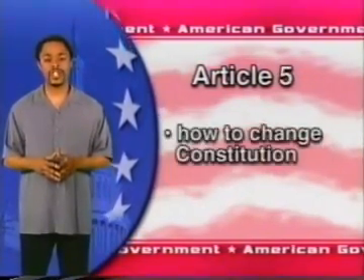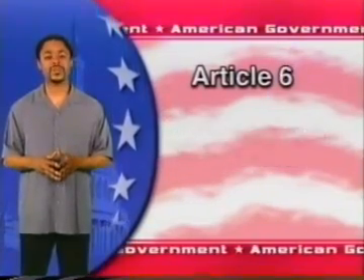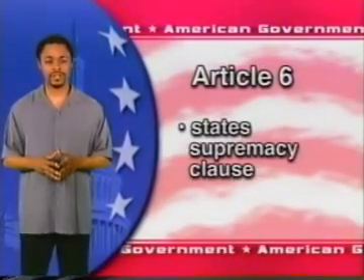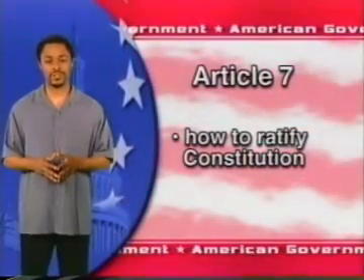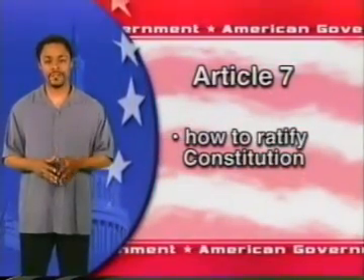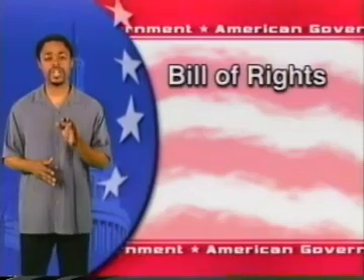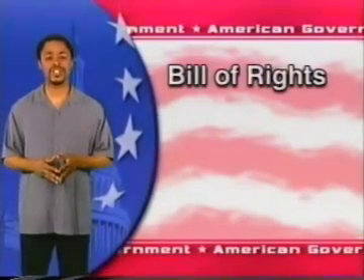Article 5 tells us how to change the Constitution. Article 6 states the Supremacy Clause. And Article 7 contains directions for ratifying the Constitution. Before the Constitution was ratified, the Bill of Rights was written and became the first 10 amendments to the Constitution.